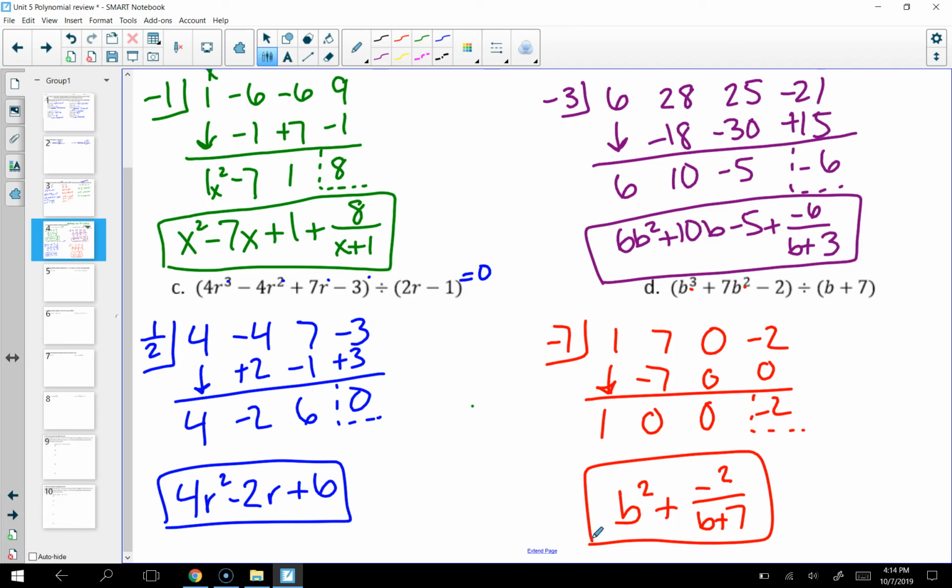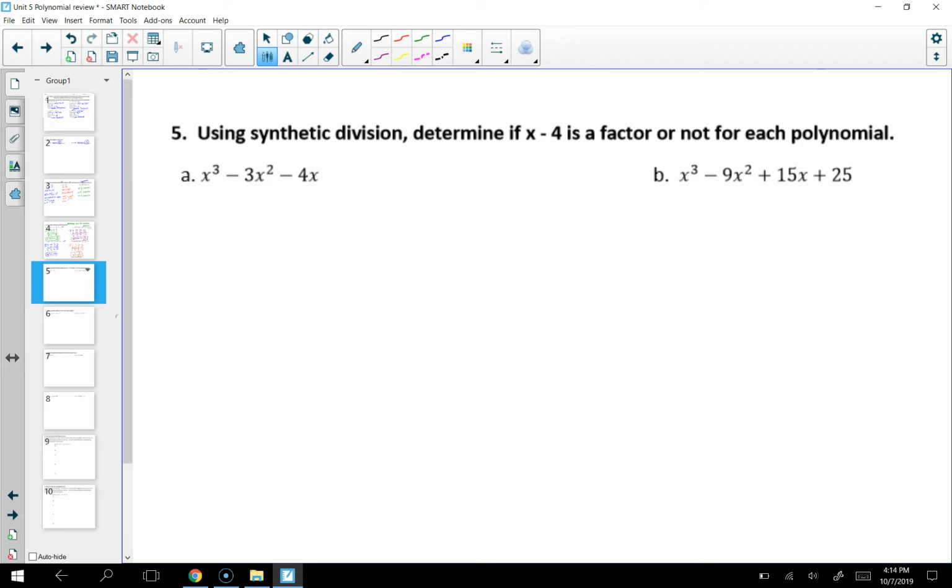Alright, so there's just your standard synthetic division. We were able to use it for other things also, to determine if something is a factor or not. If it is a factor, remember that means that we're going to get a remainder of 0. Okay, so if we get a remainder of 0, that means it is a factor. Okay, so here we go. So right here, this means x equals 4. 4 is going to go in the corner for both of these.